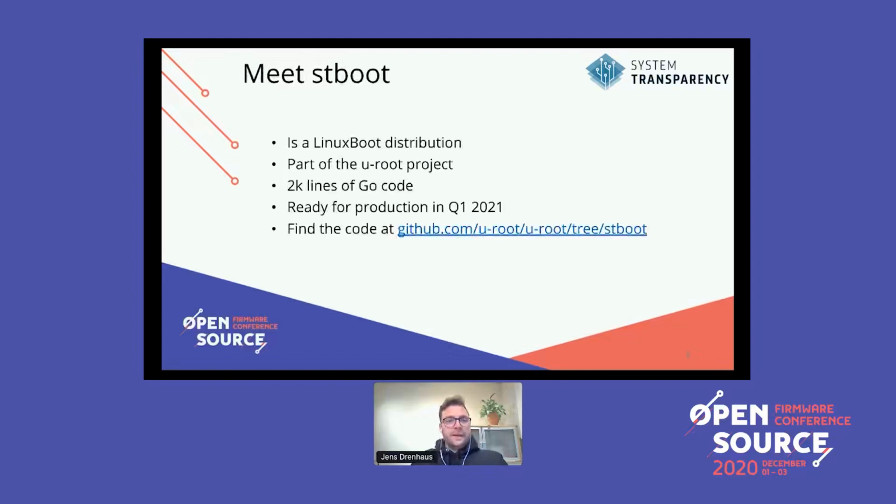Let's start right away. stboot is a Linux boot distribution. This means it uses a Linux kernel together with an initramfs as part of the firmware. The code is executed in the init process of this initramfs. To set up an initramfs including the stboot code, we are using u-root. Actually, stboot is part of the u-root project and thus is written in Go. You can find the code at the u-root repository. For the most recent state, switch to the stboot branch there. At the moment, stboot is under active development and we plan to have it production ready at the beginning of next year.